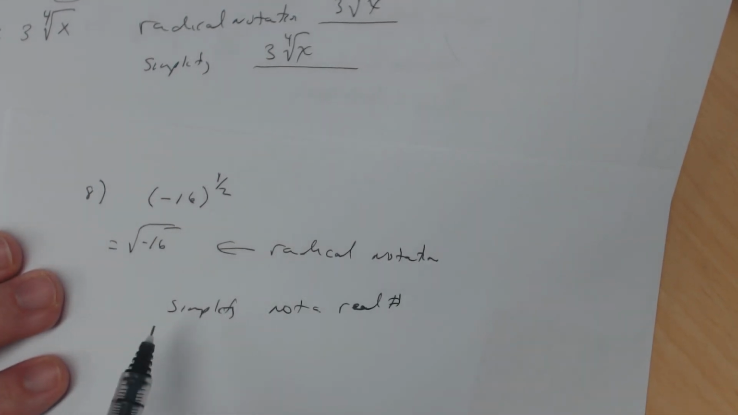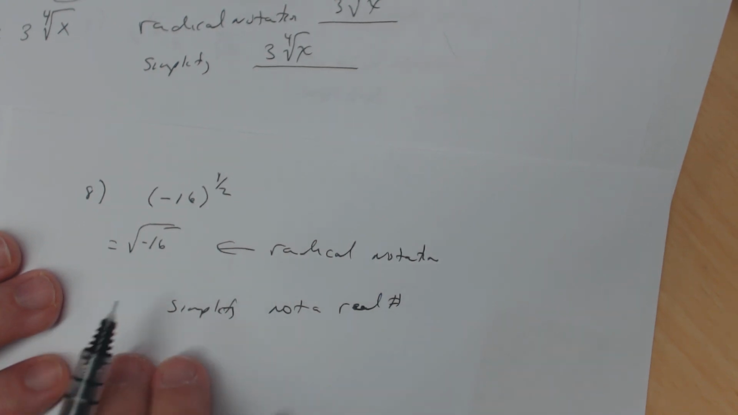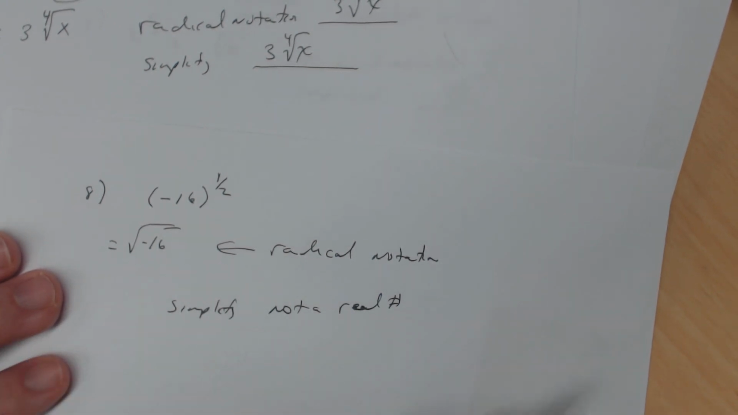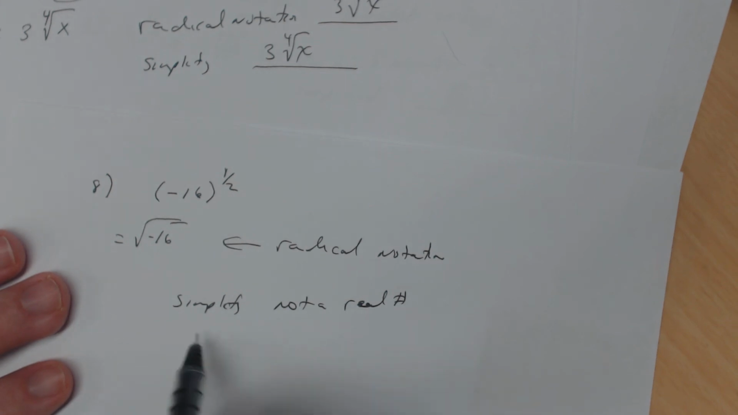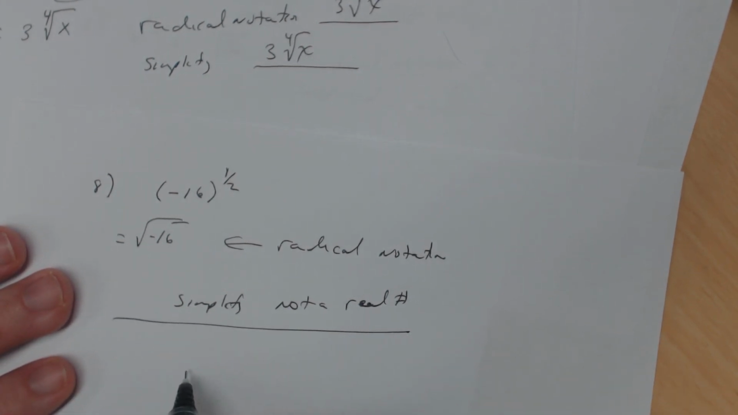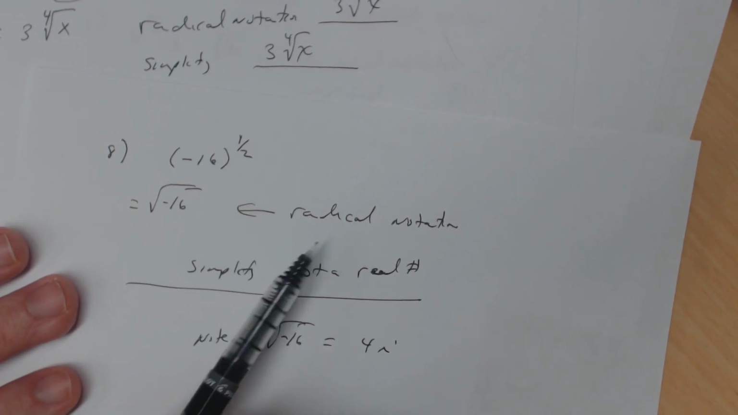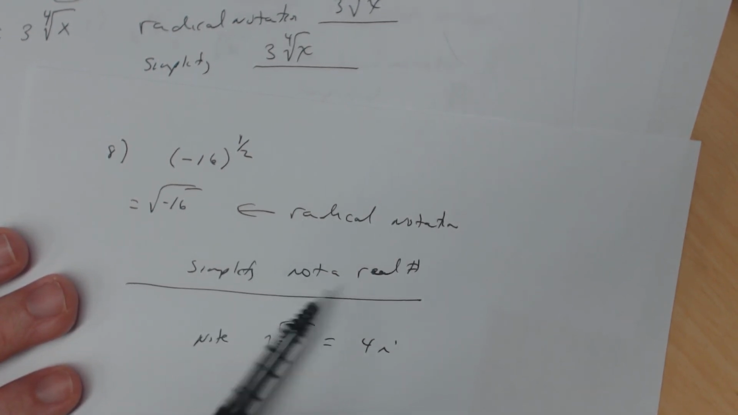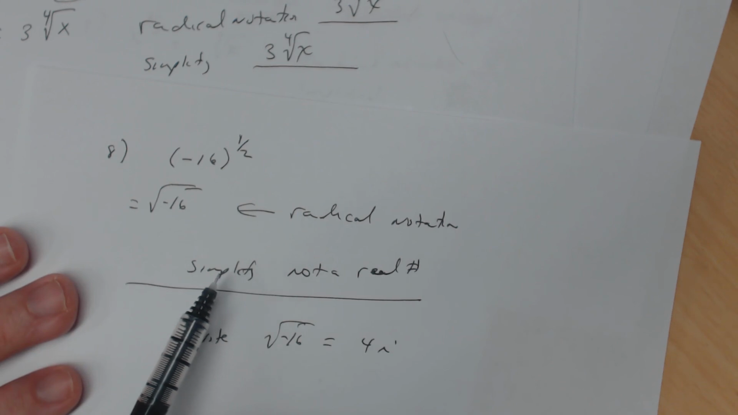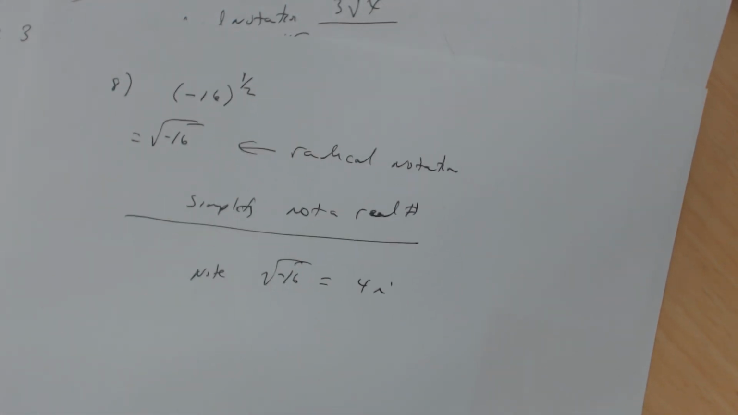So in MyMathLab, when you do this, you would say not a real number. Now we get to another section when we did the complex numbers, the imaginary numbers. Remember, the square root of negative 16 you can write as 4i. But in this section, in MyMathLab, make sure that's what you put for the simplify: you'd say not a real number. So here's your radical notation. Simplified, not a real number. Okay?